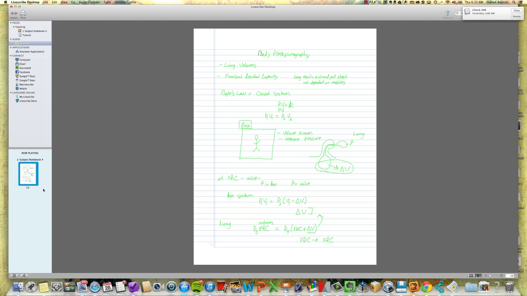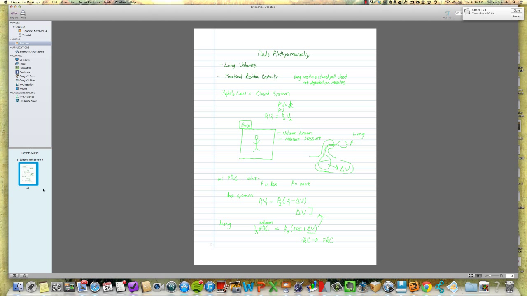Let's talk about body plethysmography. Body plethysmography is a method for measuring lung volumes. The volume of lung that is usually measured with body plethysmography is the functional residual capacity.